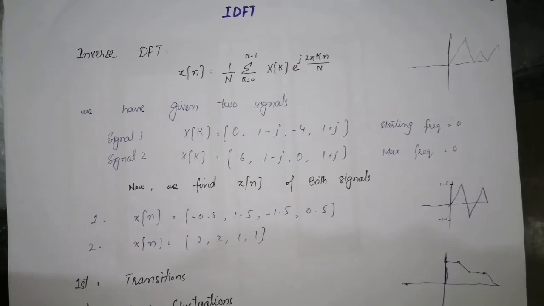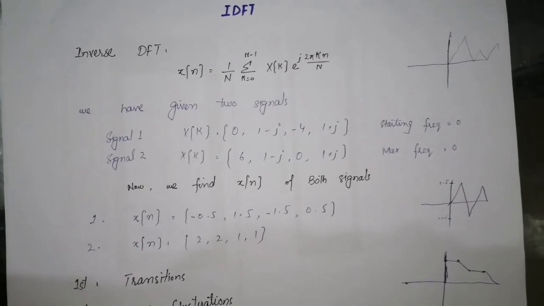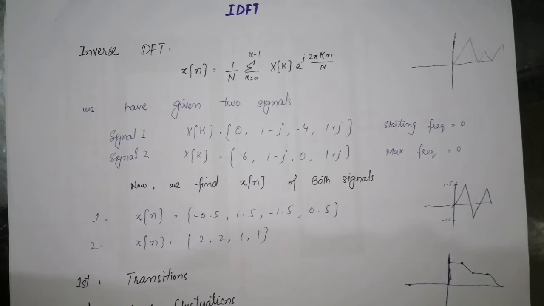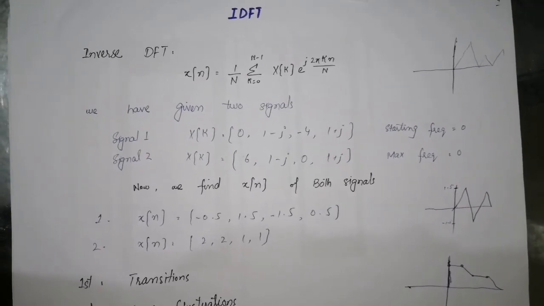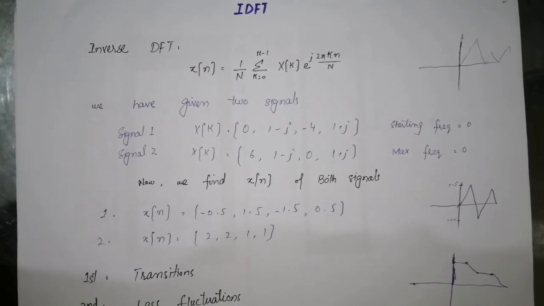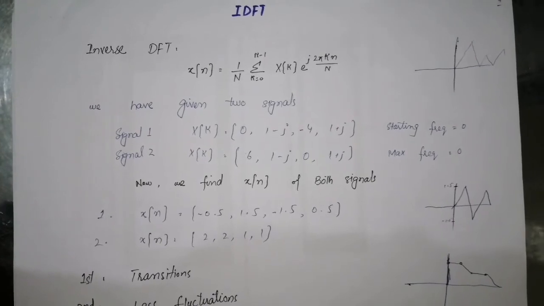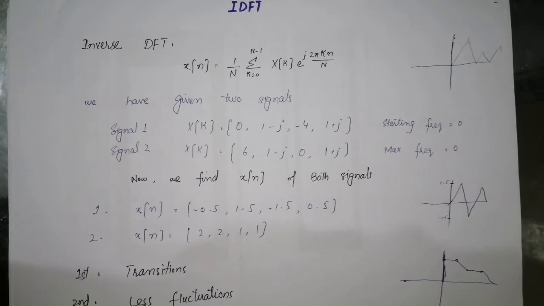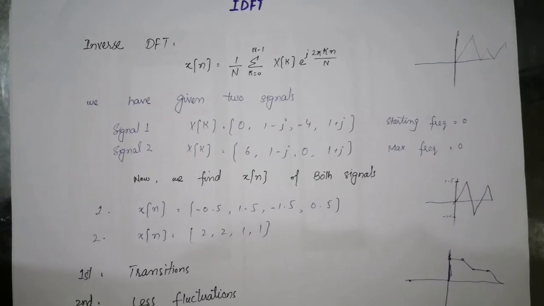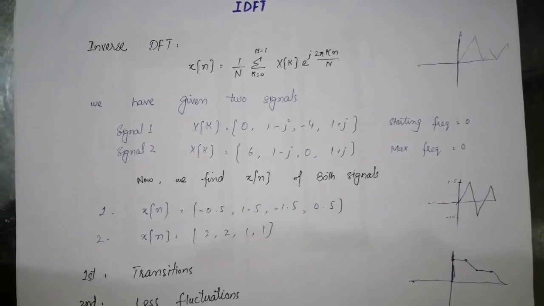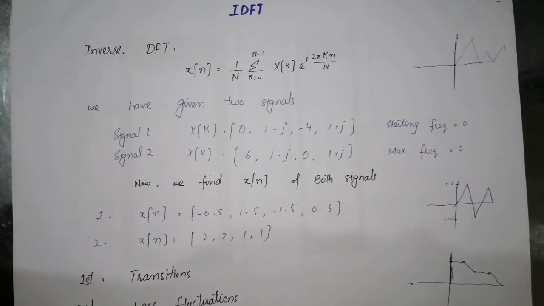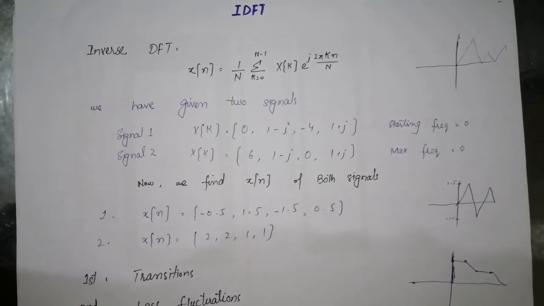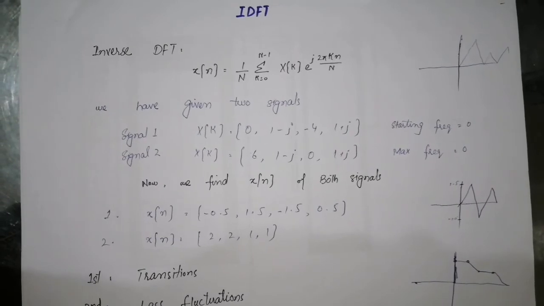Inverse discrete Fourier transform. The formula of inverse discrete Fourier transform is x of n is equal to 1 over N summation of k is equal to 0 to N minus 1 X of k e to the power j 2 pi k n over N. We have two signals. Signal 1 is given as 0, 1 minus j, minus 4 and 1 plus j, and the second signal is 6, 1 minus j, 0 and 1 plus j.